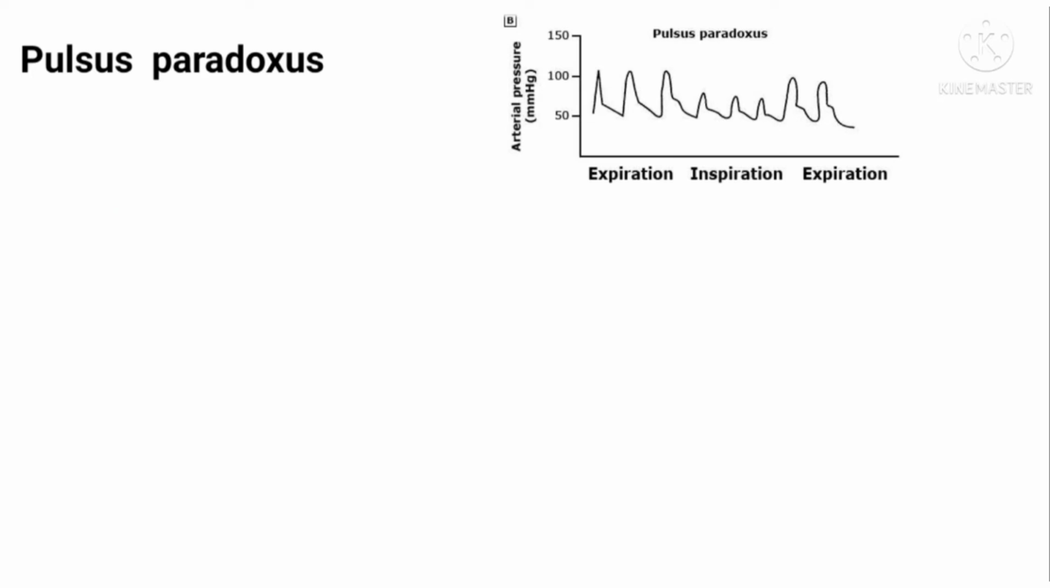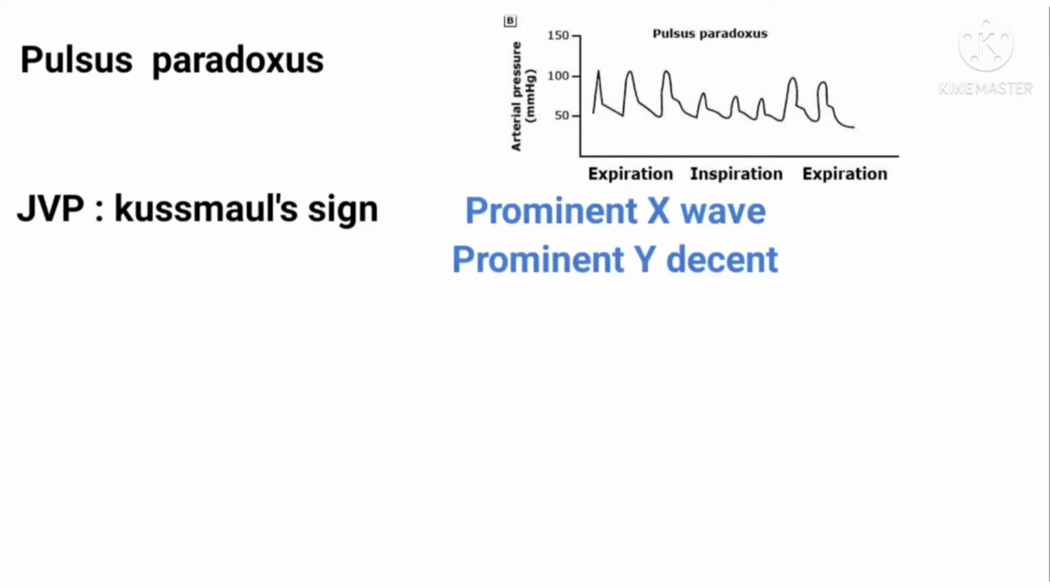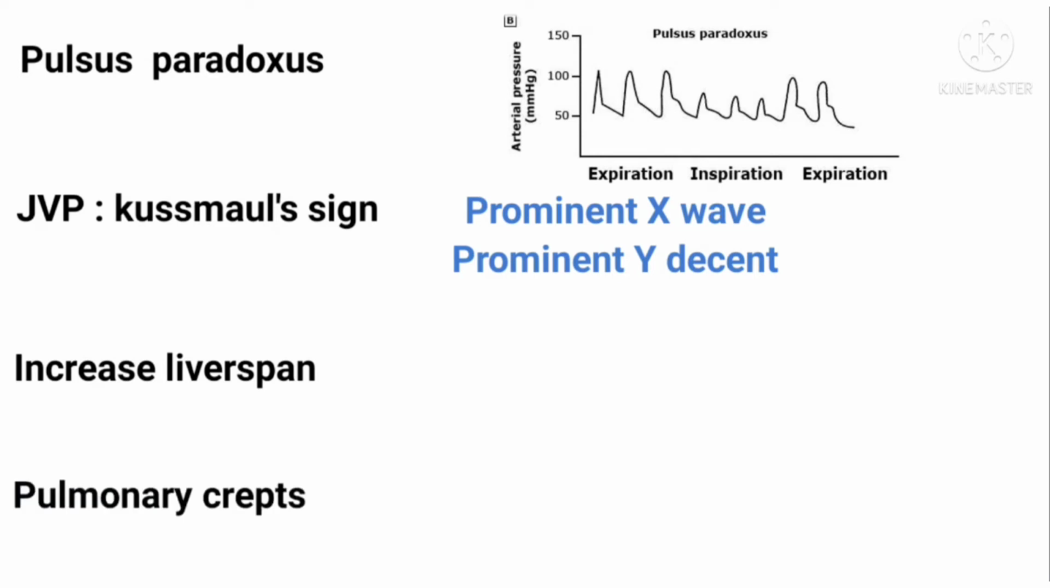The second finding we will get is Kussmaul sign, as explained previously, and also we can get prominent X and prominent Y descent. The third finding will be increased liver span. This is because of hepatomegaly. The fourth finding will be pulmonary crepitation. This is because of pulmonary edema. And the fifth finding will be ascites.